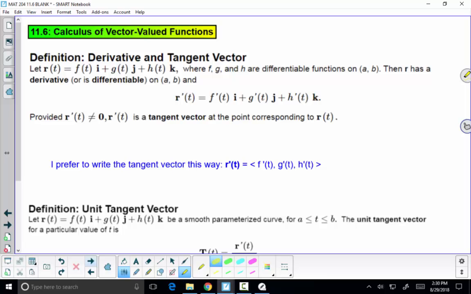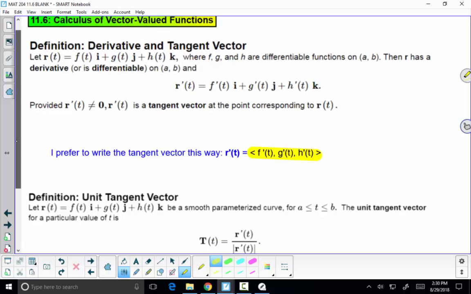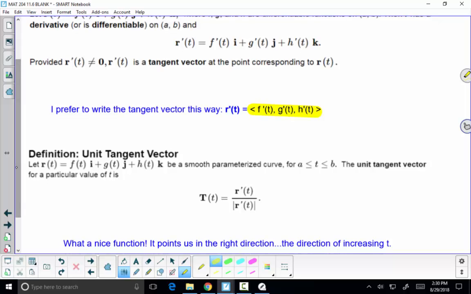So first off, when we do a derivative, we do it term by term. Typically, I'll write the derivative in component form like that. It gets a little messy when you have the i, j, and k. And when our derivative is not the zero vector, if you apply it to the point at which you're taking the derivative, you get a vector that's tangent to the curve. So right away, you get a tangent vector.